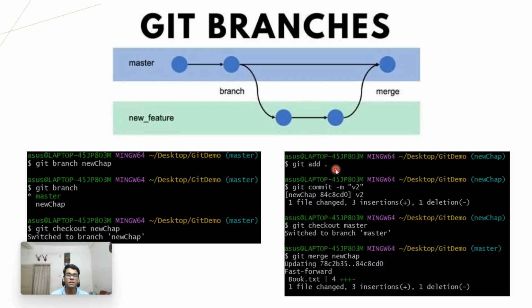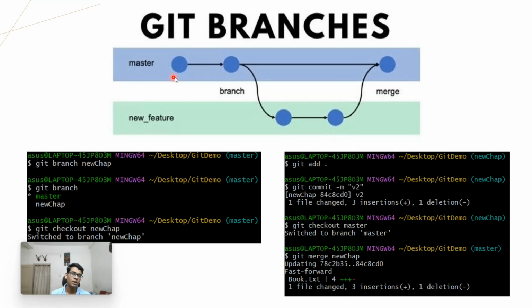Now here, after doing the necessary changes, I can run the git add . command and it would add all the changes to the staging area. Then I have made the commit, git commit -m and the commit message. Now, this commit has been made on the new chapter branch. It means that if I go back to the master branch and see the log of the master branch, it will not be showing this commit there.